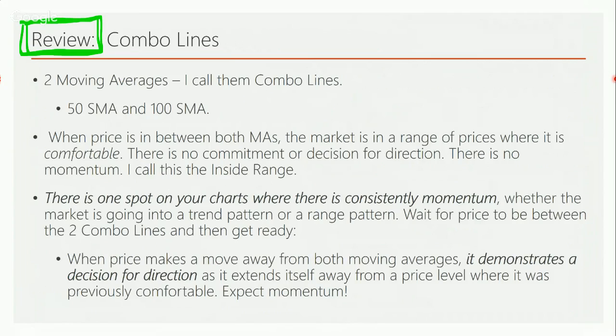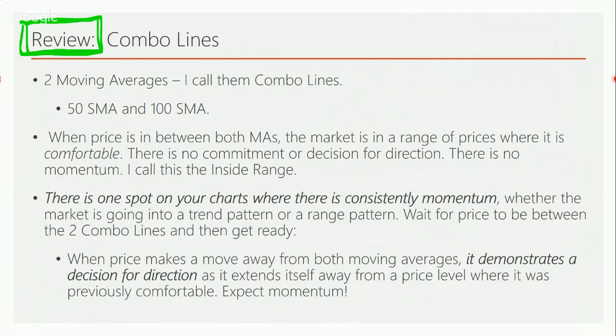All right, so that was a short lesson tonight. I'm already on to the review here. So here is our review of tonight's lesson. Tonight, I introduced you to the combo lines. It's 2 moving averages that I call the combo lines, and it's the 50 simple moving average and the 100 simple moving average. When price is in between both moving averages, the market is in a range of prices where it's comfortable. There's no commitment or decision for direction. There's no momentum. I call this the inside range pattern.